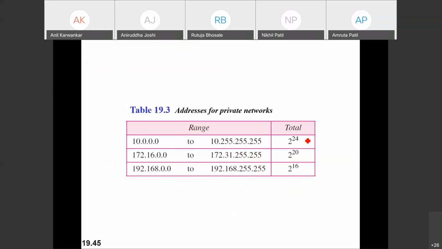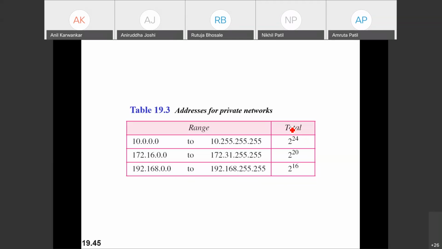It's one of the example addresses for a private network. If the IP address is in the range 10.0.0.0 to 10.255.255.255, then almost 2 raised to 24 computers can be part of that particular private network. If it's 192.168.0.0 to 192.168.255.255, see the last combinations, 255.255. So it's 2 raised to 2 into 8, that is 2 raised to 16. So 2 raised to 16 IP addresses.